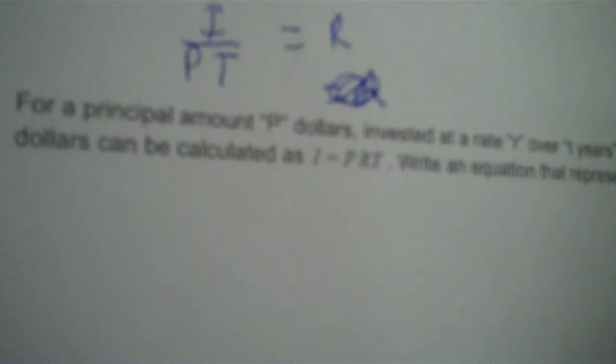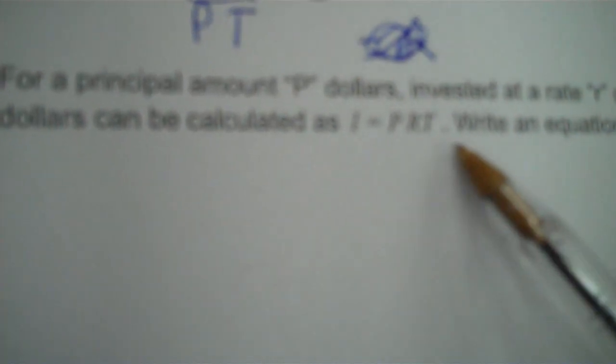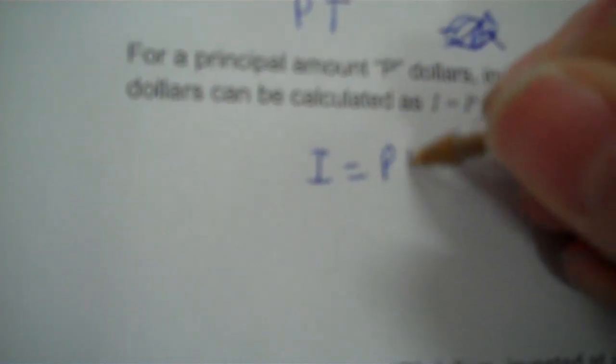Okay, next problem. For a principal amount P dollars invested at a rate R over T years, the simple interest I dollars can be calculated as I equals PRT. Write an equation that represents the rate T. Okay, so now I have to represent T.